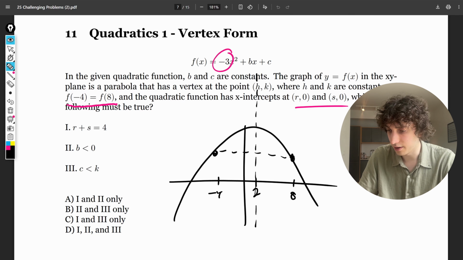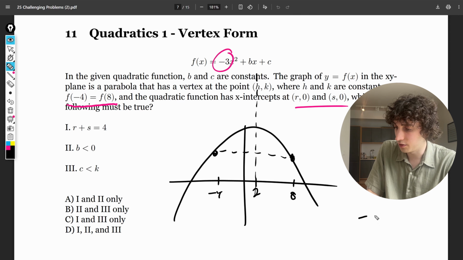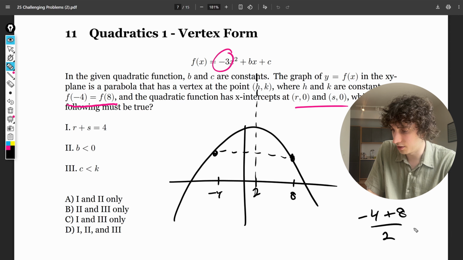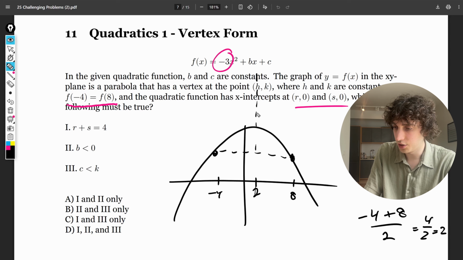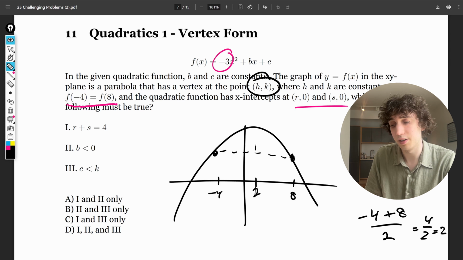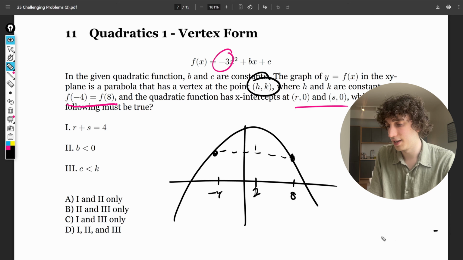So this point right here has to be at 2. We can do this by doing negative 4 plus 8 divided by 2, and we get 4 over 2, which is 2. So this is telling us our h value, right? The x-coordinate of the vertex has to be 2.